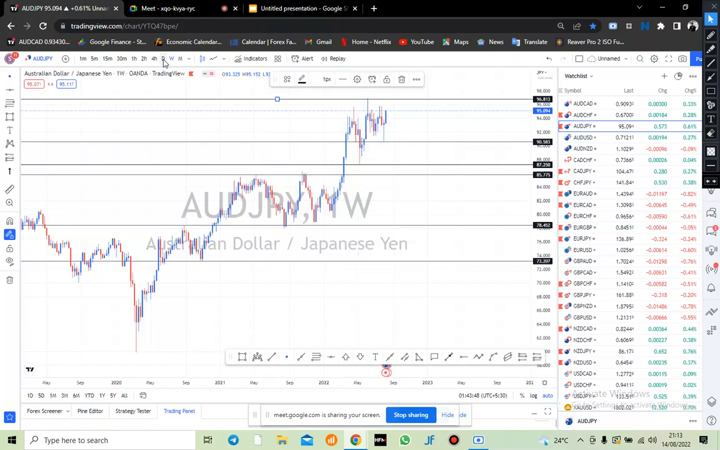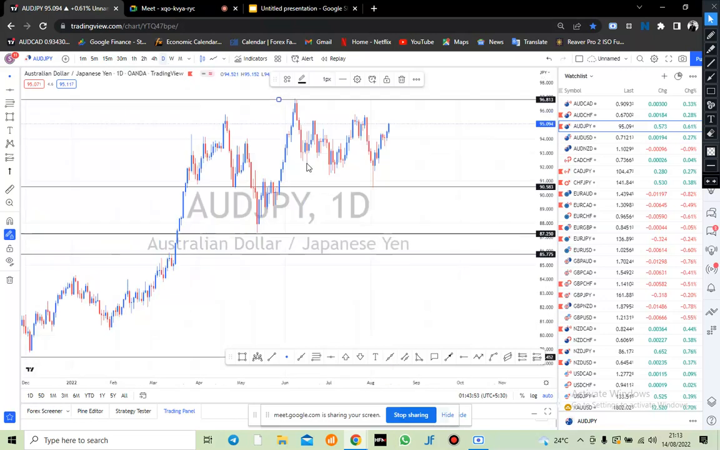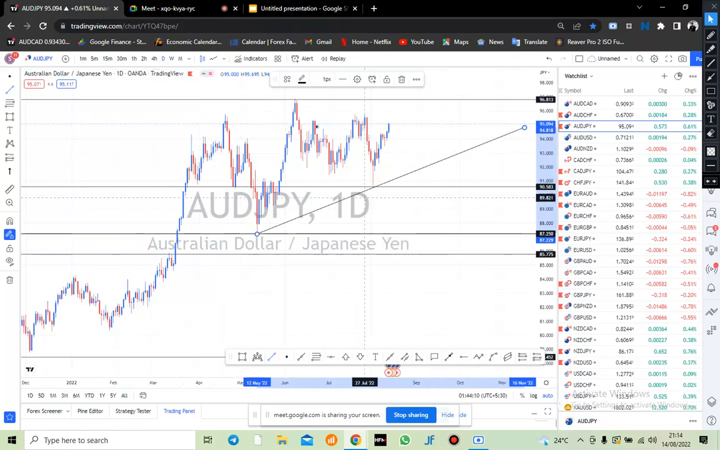Now let me go back to daily time frame. Okay, this is daily time frame. You can see from here to here, I will connect the 2 points using the trend line. Then from this high, using also the trend line.